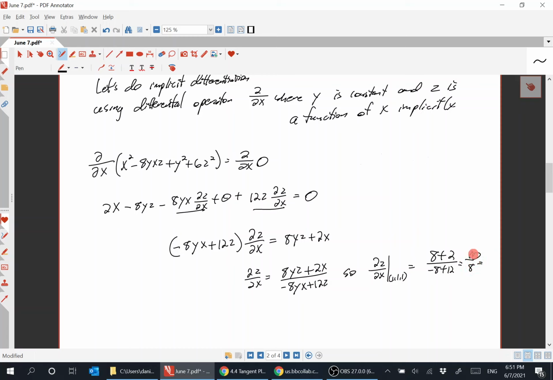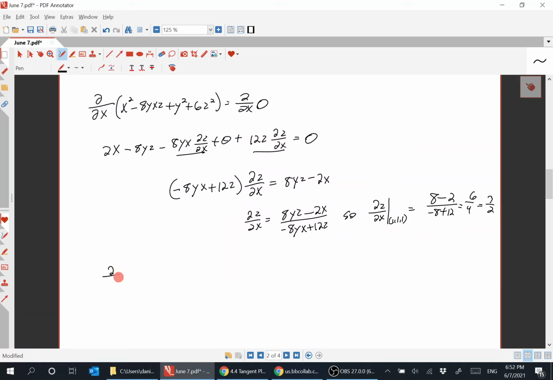8 plus 2 is 10. Did I lose a minus? I think I lost a minus sign. Hold on. Minus here. So 8 minus 2, 6 over 8. And then at the bottom, minus 8 plus 12. Oh, that's 4. So 6 over 4. So that's 3/2.